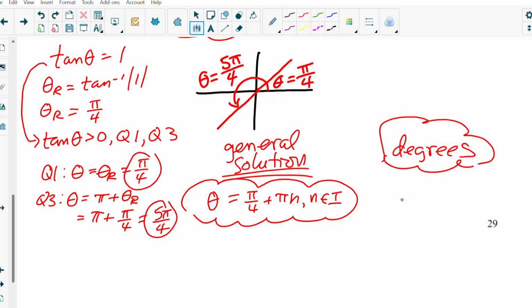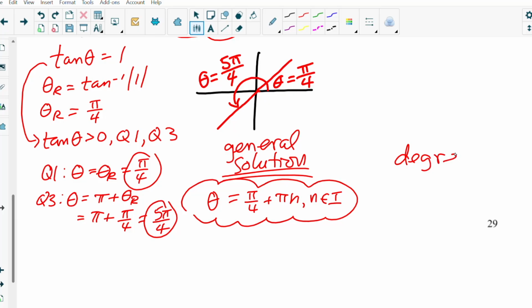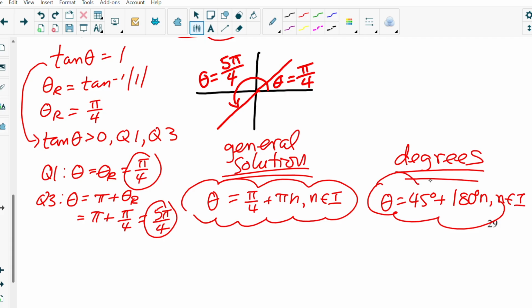In degrees, what does this look like? In degrees, I have theta equals 45 degrees plus, not pi n, 180 degrees n, where n is an element of all integers. So there it is in degrees.